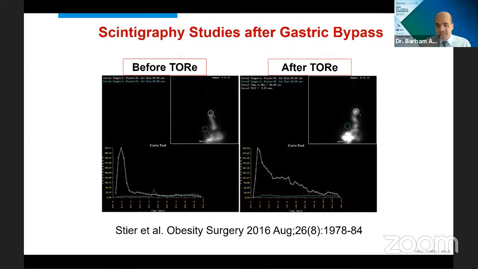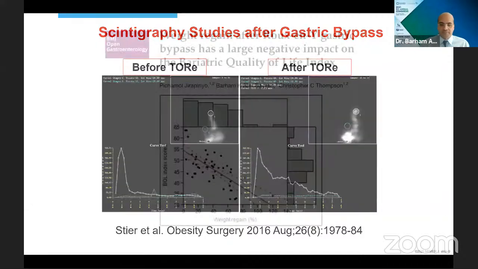My colleague, Christine Stier from Germany, showed the same thing, but more elegantly, physiologically. Here she did gastric emptying scans, and she showed that before the TORE, most of the meal goes through a dilated gastrojejunostomy and rapidly dumps into the small intestines, as you could see here, with very little of the meal staying in the gastric pouch, as shown in this white circle. After the TORE, there is more restriction, so the meal empties slowly into the small intestines, and a significant portion of the meal stays within the pouch, and that's what the patients described. They described that their restriction feeling is better after this reduction.